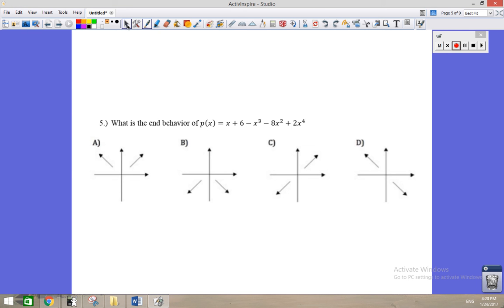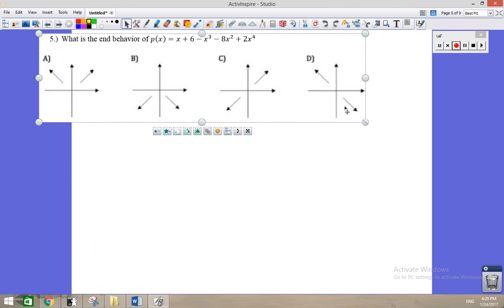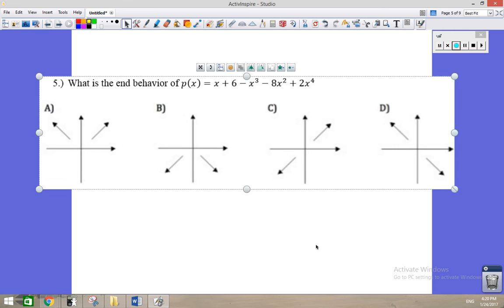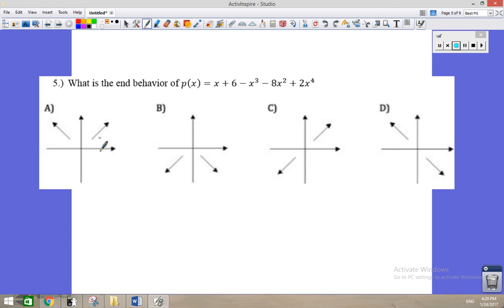For the end behavior, I want to use the information I just figured out, that the degree was 4 and the leading coefficient was 2, which is positive. So I know when the end behavior is together, it's even. So A and B would both be situations where the degree is even. And that's what we have in this problem, 4 is even.